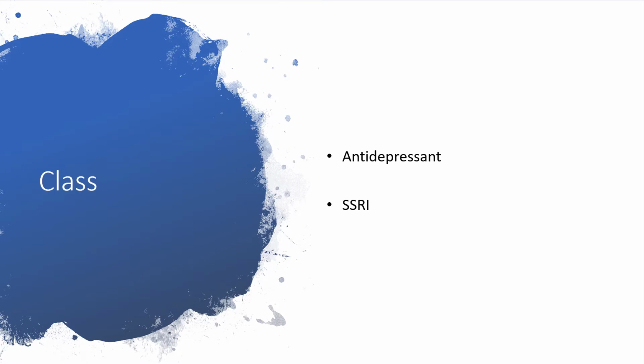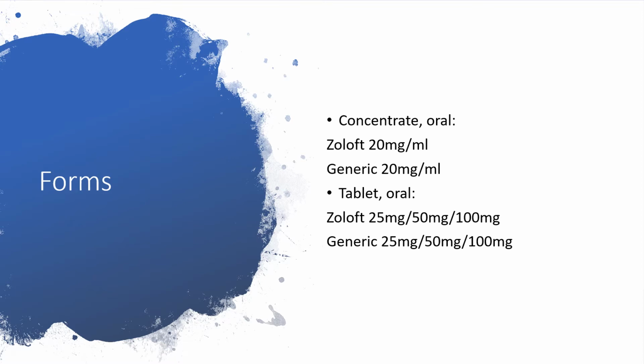Zoloft belongs to the class of medications known as antidepressants, and specifically the subclass known as selective serotonin reuptake inhibitors. Zoloft could appear in the form of concentrate per oral as Zoloft 20 mg per ml or sertraline generic as 20 mg per ml. Could be in the form of tablet per oral as Zoloft 25 mg, 50 mg or 100 mg, and it could be generic tablet per oral at 25, 50 or 100 mg.